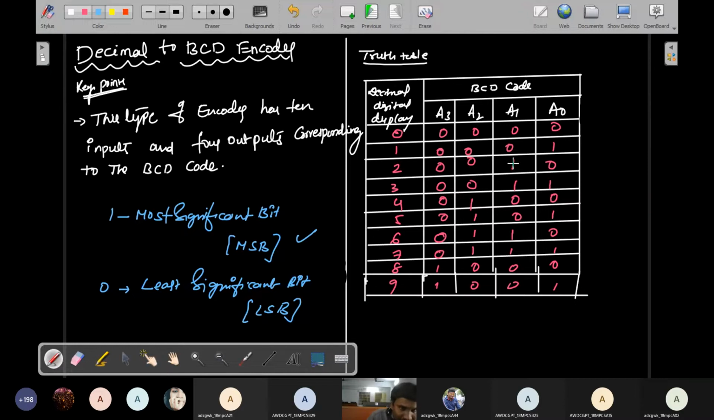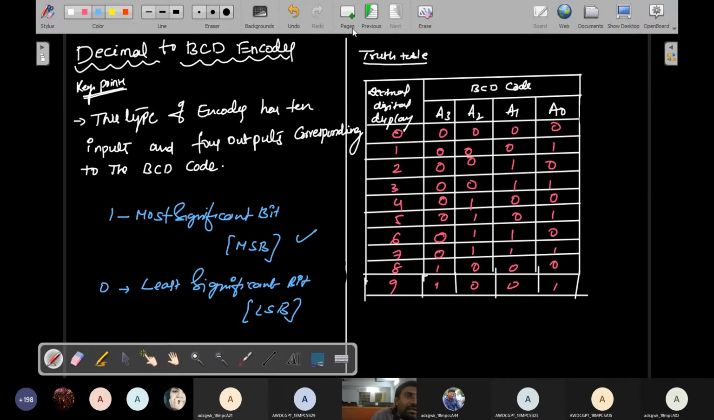In A1, the most significant bit is 2, 3, similarly 6 and 7. Similarly, for A0 the most significant bit is 1, 3, 5, 7, 9. So where we put the 1, that 1 represents MSB. Here the output always considers the most significant bit only. Whatever the most significant bit is there, that represents the OR functioning of the digital value.